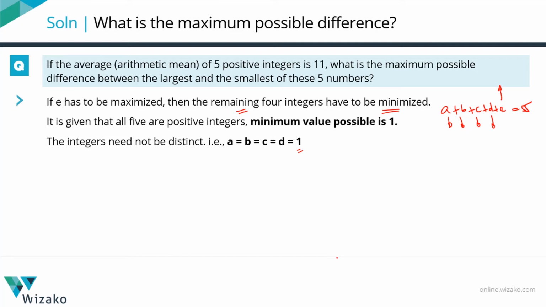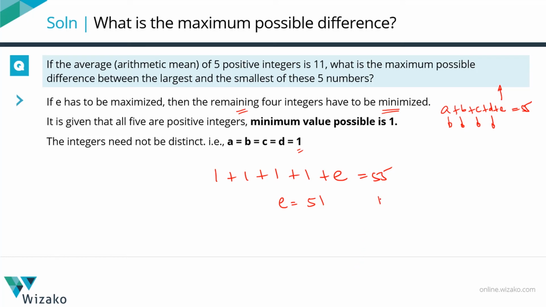So if the minimum possible value for A, B, C and D is 1, what is consequently the value of E? Plug it into this equation. A is equal to 1, B is equal to 1, C is equal to 1, D is equal to 1, plus the value of E should give us 55. These all will add up to 4. So E is equal to 55 minus 4, which is equal to 51. E is the largest number. The maximum possible value for E is 51.